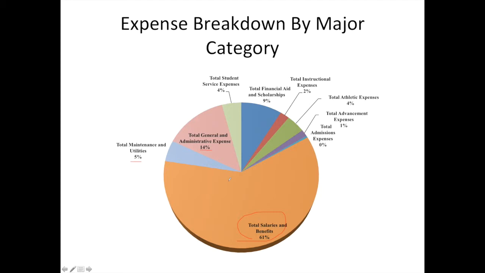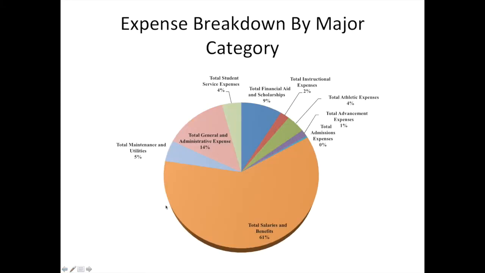So those are the things that go into the general administrative expenses. Now, general administrative expenses, when you see it broken down like this, generally does not include salaries. Salaries are, again, down in this category here. Student services, if you have a guidance program, that's where student services goes. Financial aid, yes, you do have to account for financial aid or scholarships.